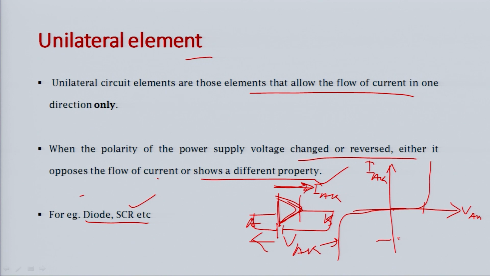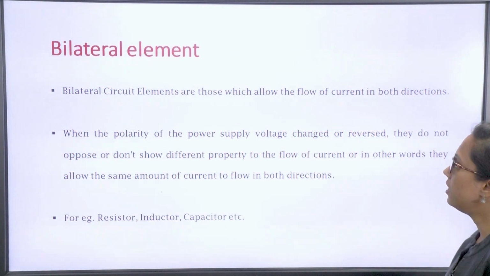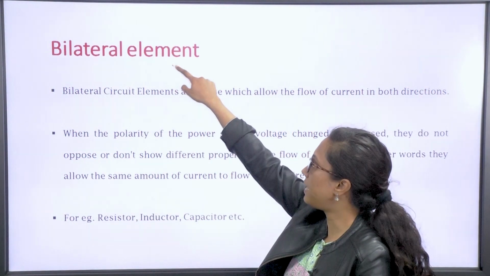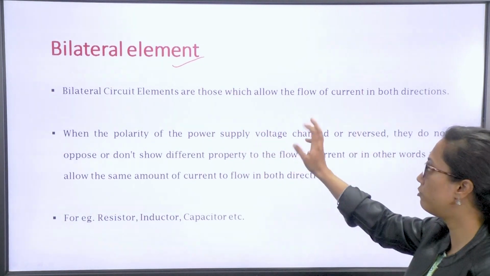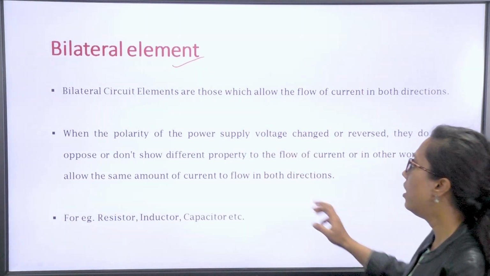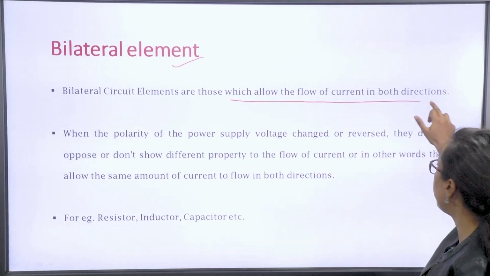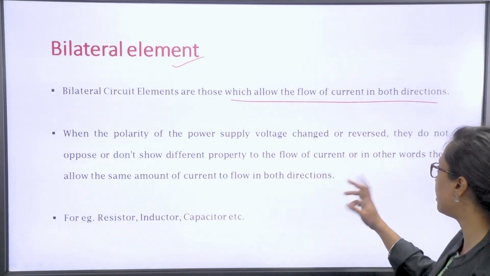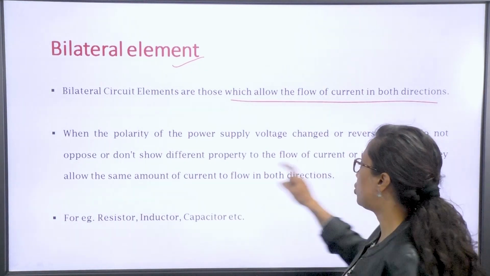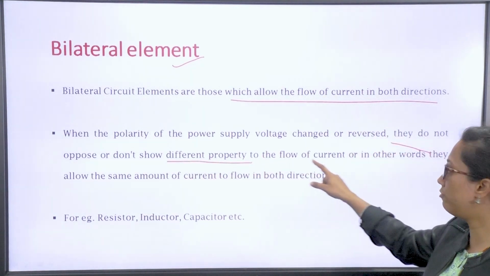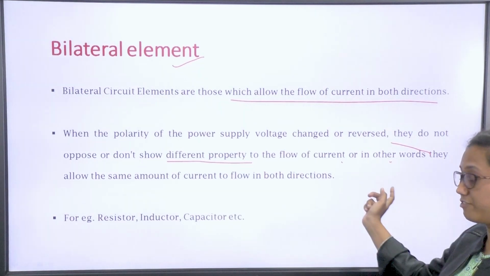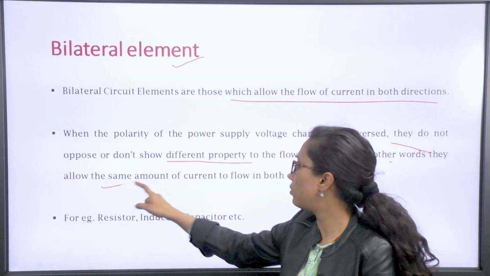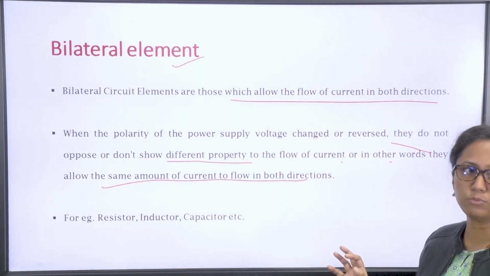Next, we will see the bilateral elements. As the name suggests, bilateral means it will allow the flow of current in both directions. When the polarity of the voltage is reversed or interchanged, it will not show any different property to the flow of current. In other words, it will allow the same amount of current to flow in both directions.